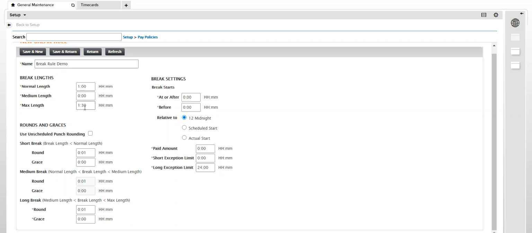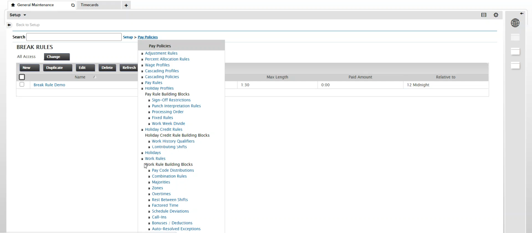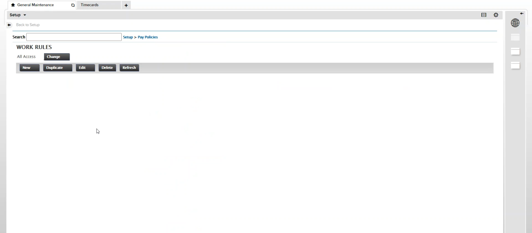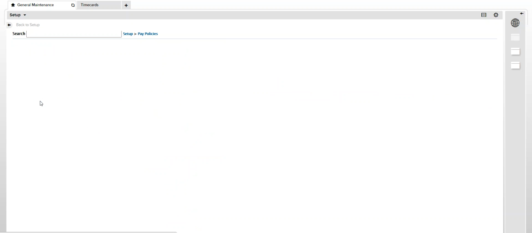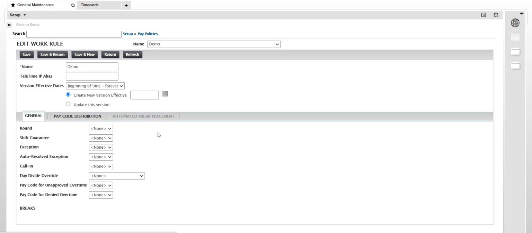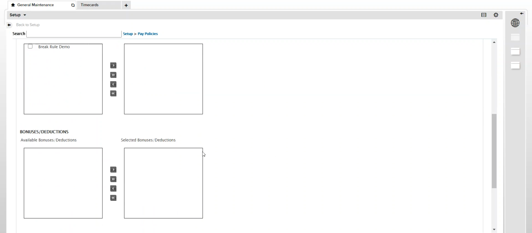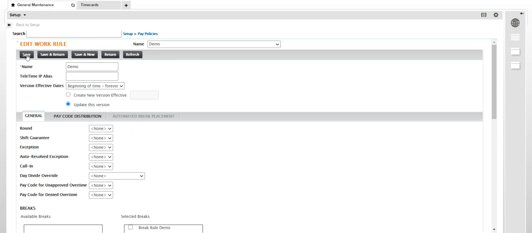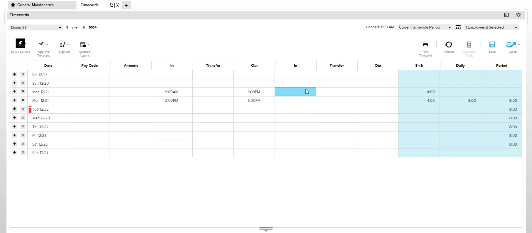I'm going to put 1 hour and 30 minutes here and click on save and return. That is all that you need to do. Then go right into your work rule and assign this break rule that you've set up, so that we can see the difference. Right here, if you scroll down, there is the break rule. I'm going to save this. And now we're going to go back to the time card and see the difference. Okay, so now I'm going to click on save.